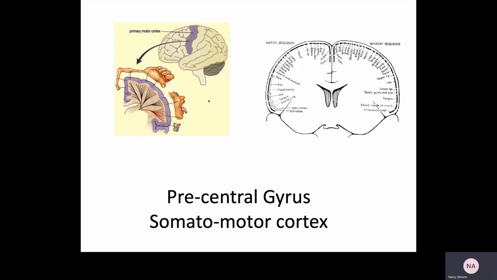So again, precentral gyrus is the somatomotor cortex, and that shows you various images to show you the homunculus as it is associated with the primary motor cortex. Remember, the cortex is a very thin layer of gray matter that is the most superficial part of the brain, and we'll talk more about that in another section.